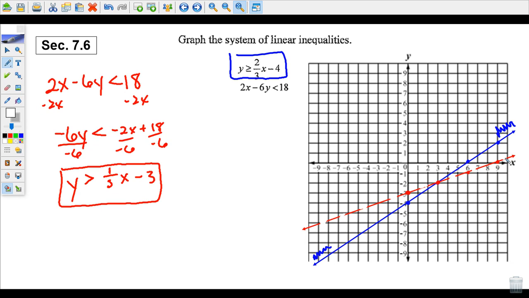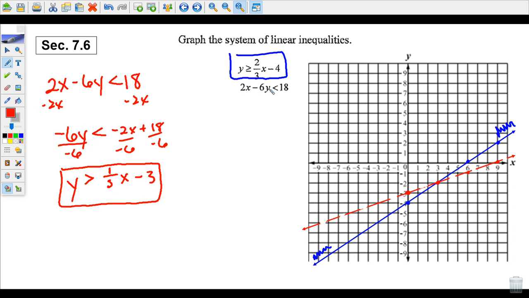Like that. There we go. Now we need to test the points. You can test it either in the original or in the new one, it doesn't matter. I would probably stick to the original. So let's do 0, 0 again since it's far away from it.